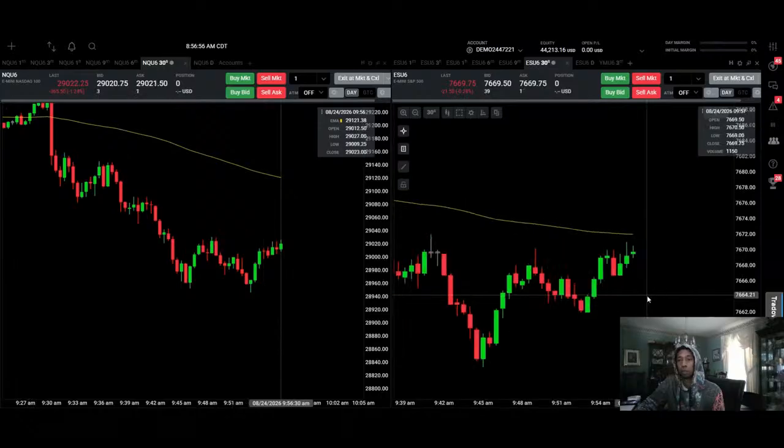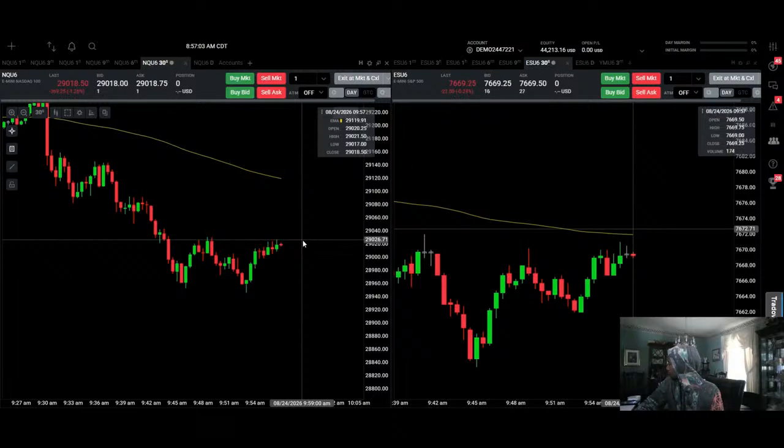So this line right here, this EMA, if they give us the setup from this point in time, we'll run it up. They've got to give it to us.